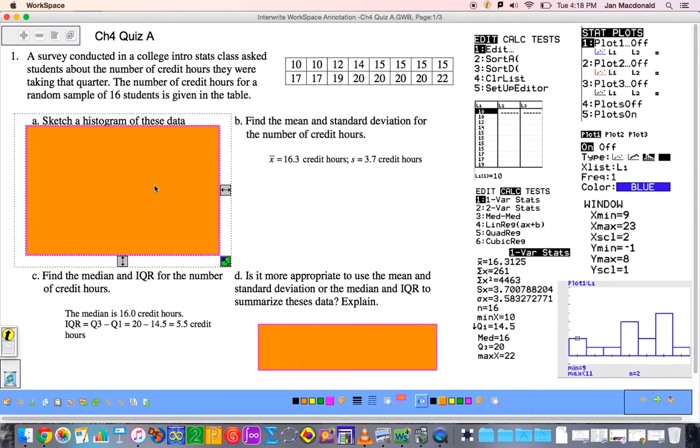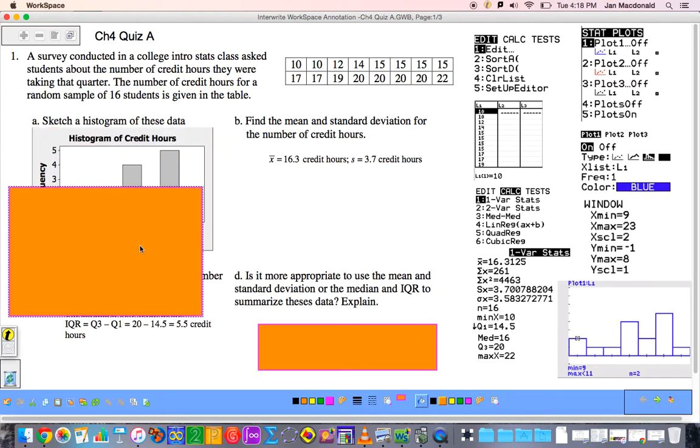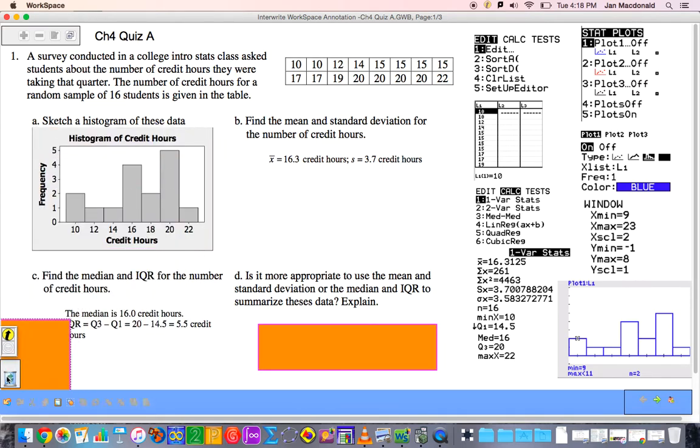So this is a beautiful graph, but we need a little bit more. So let's take a look at exactly what the graph should look like. And notice, if I set up my window, my graph in fact does look almost identical to their graph. Okay, we need labels. Our horizontal label would be credit hours. Our vertical label would be frequency. And in this case, the frequency was a count.